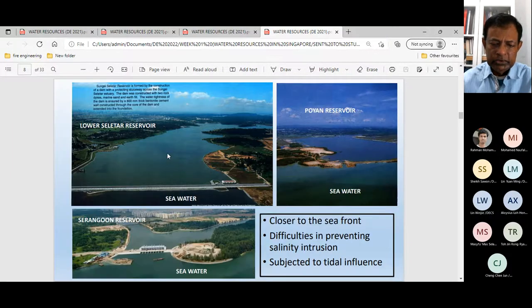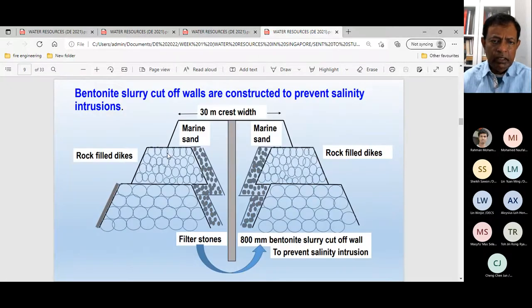So how do you prevent that? What they do is construct the rockfill dam, and in the middle they use filler material, which is marine sand as well as other filling materials, and they compact it. Then they open up the middle, and they construct the bentonite slurry cutoff wall. This bentonite slurry cutoff wall will prevent the possibility of seawater entering into the water contained by the reservoir.